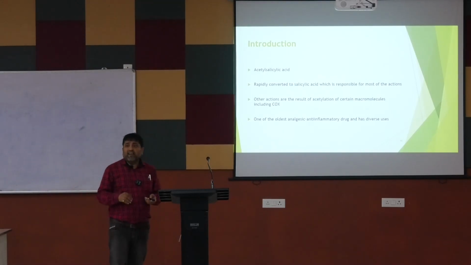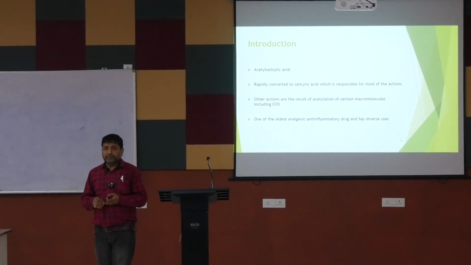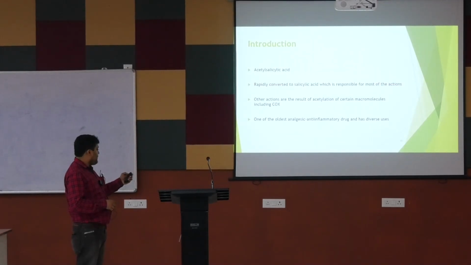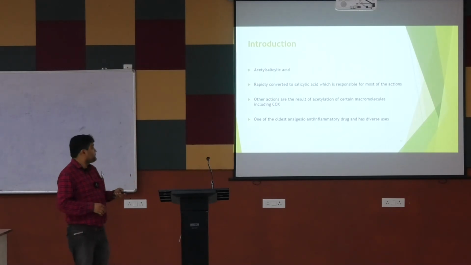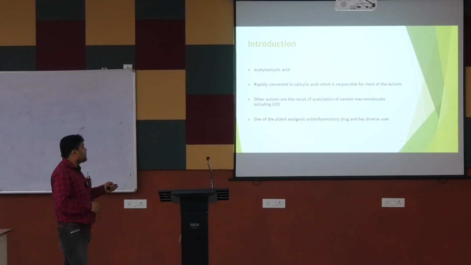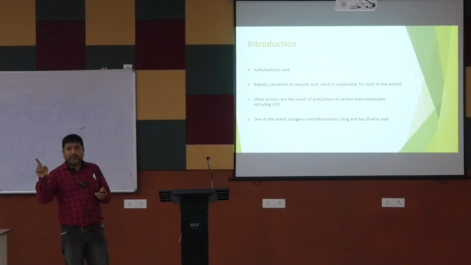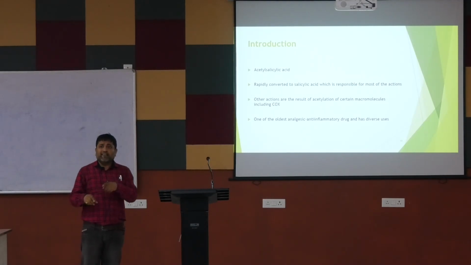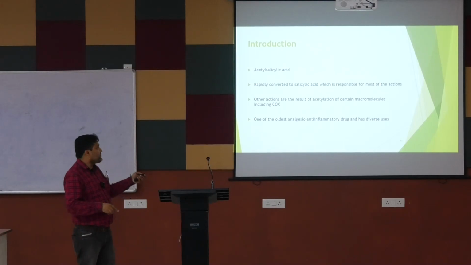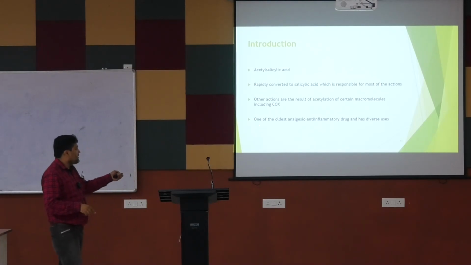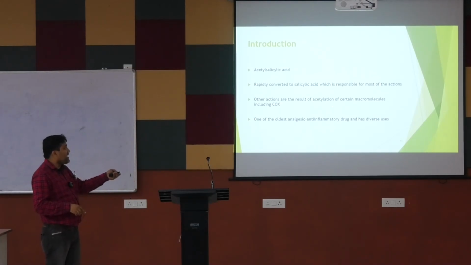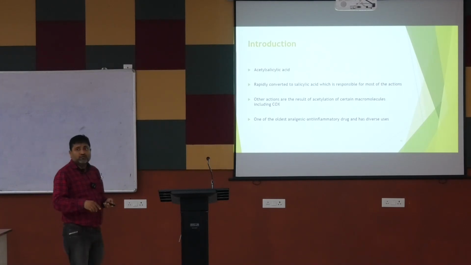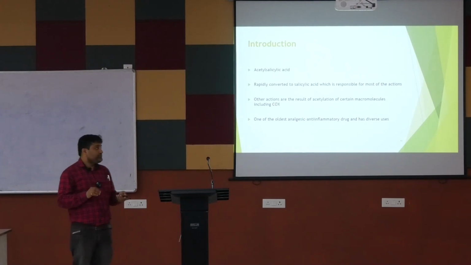The chemical name is acetyl salicylic acid. It is rapidly converted to salicylic acid, which is responsible for most of the actions. Now, other actions are the result of acetylation. The acetyl radical replaces the serine residue of the COX enzyme and acetylates it, causing irreversible inhibition of the COX enzyme. Other actions are the result of acetylation of certain macromolecules, including the COX enzyme.